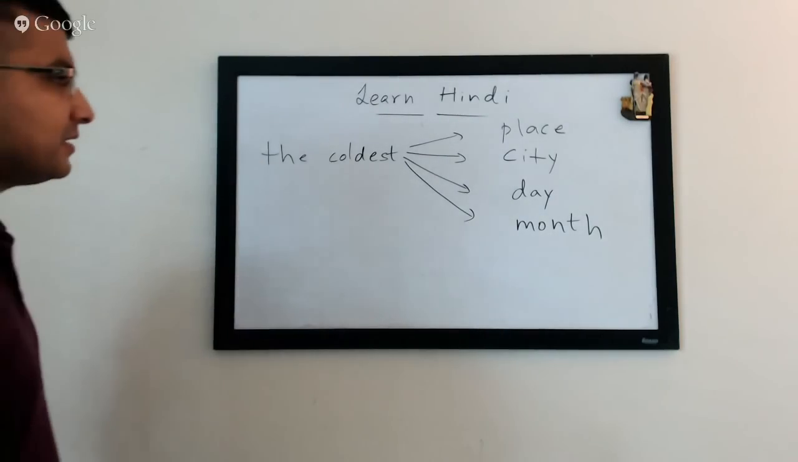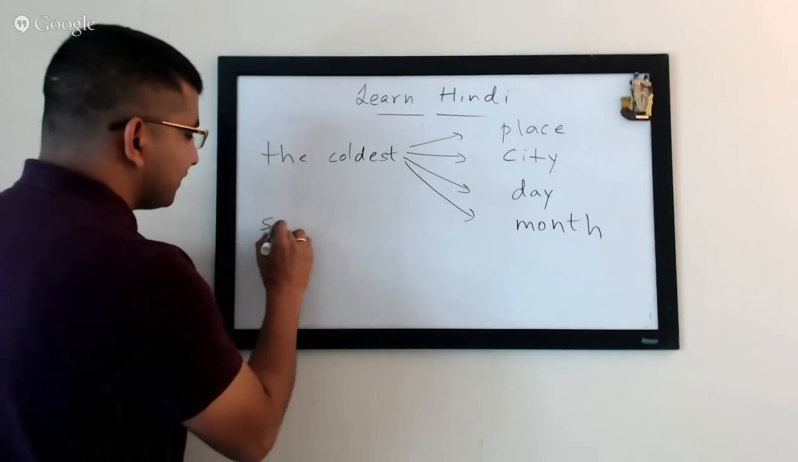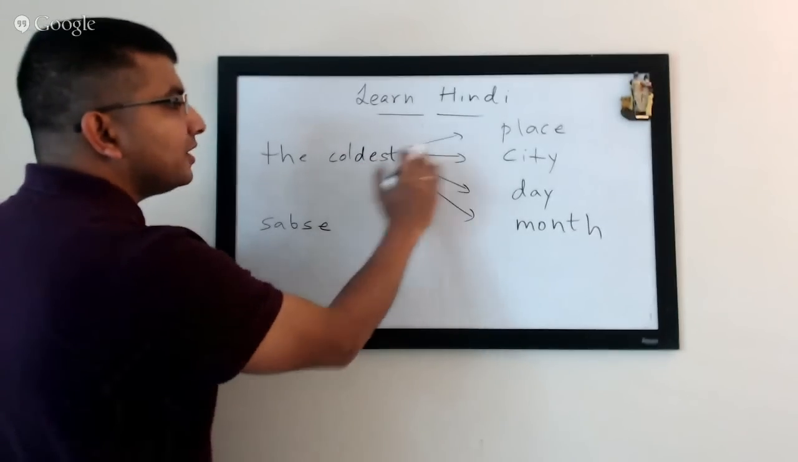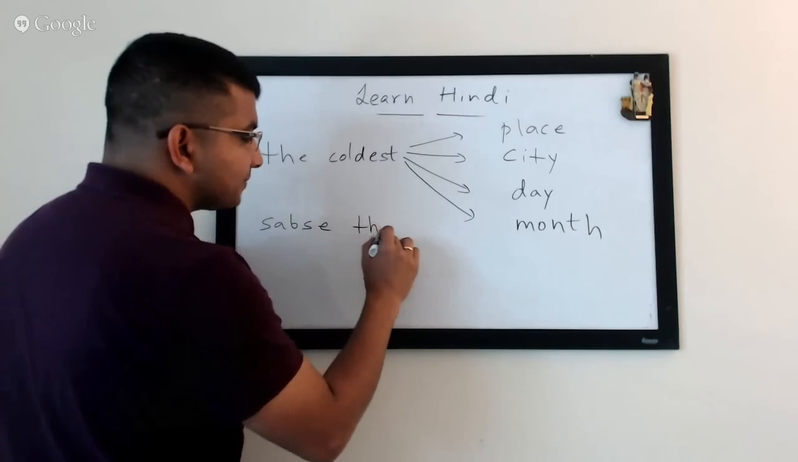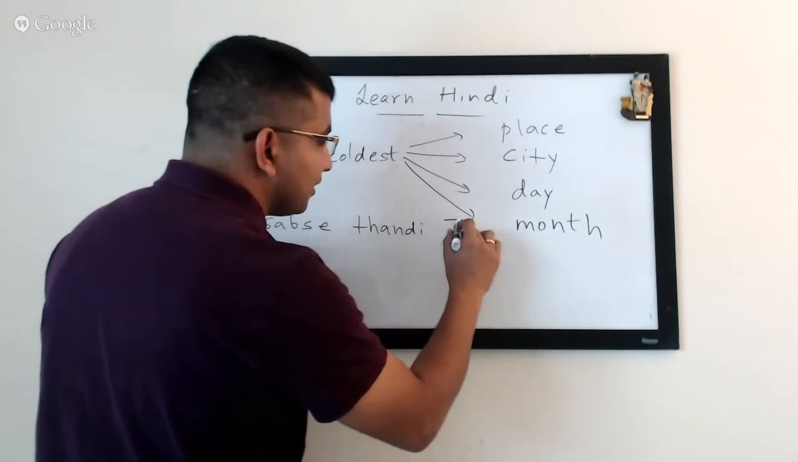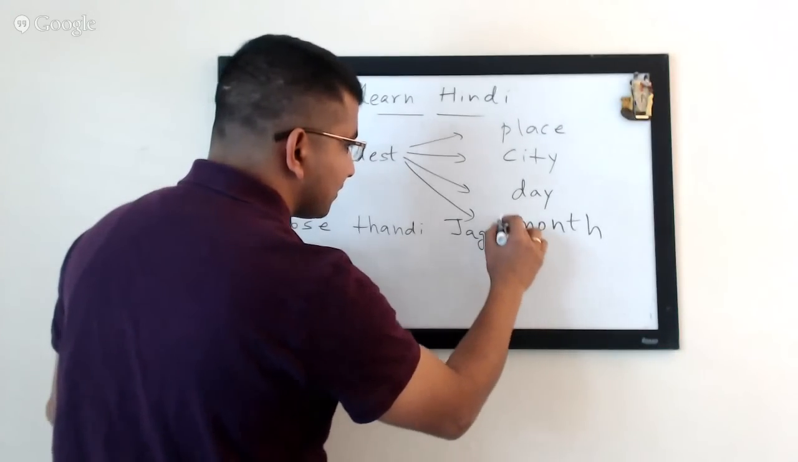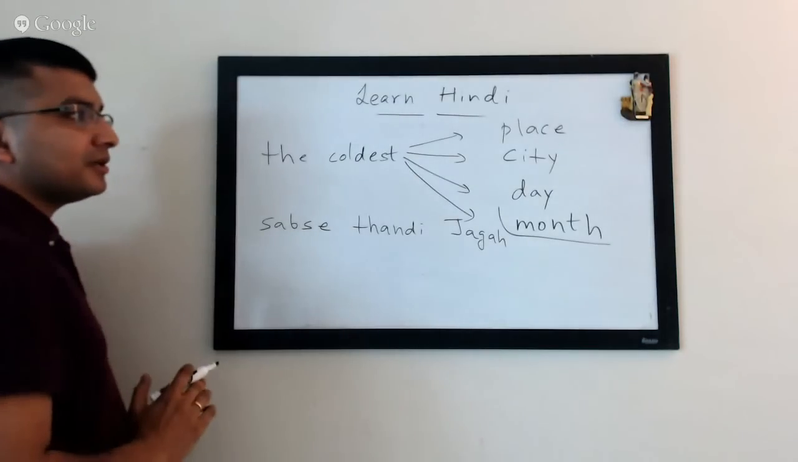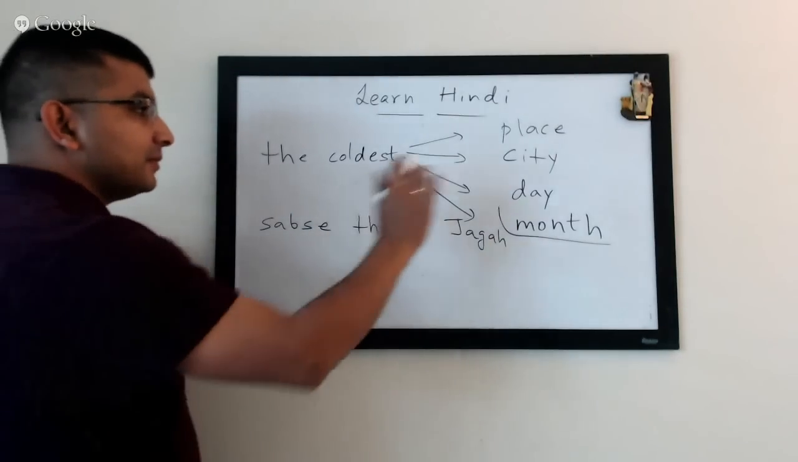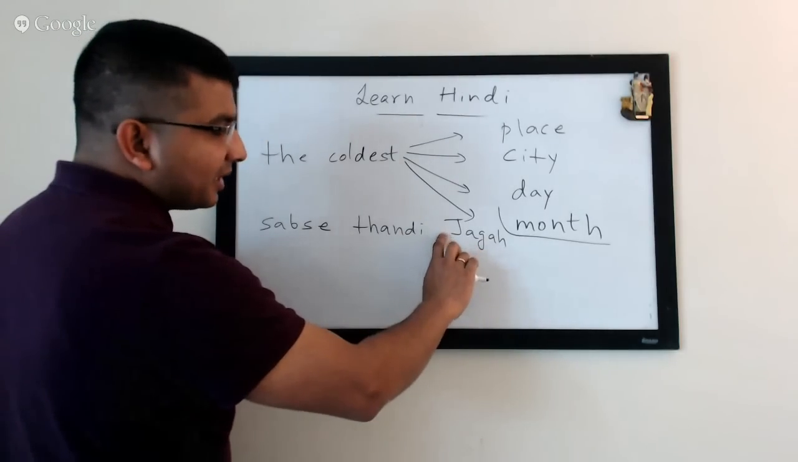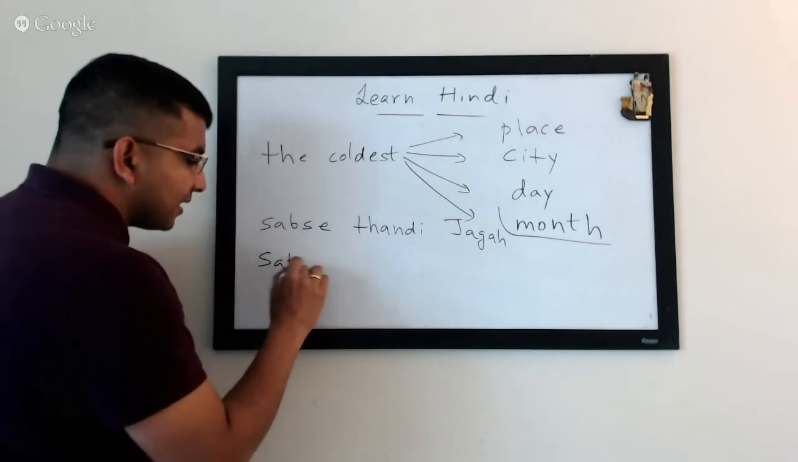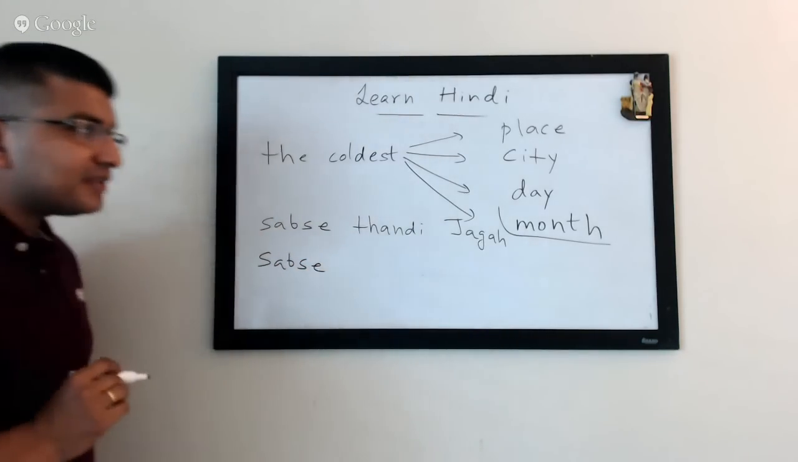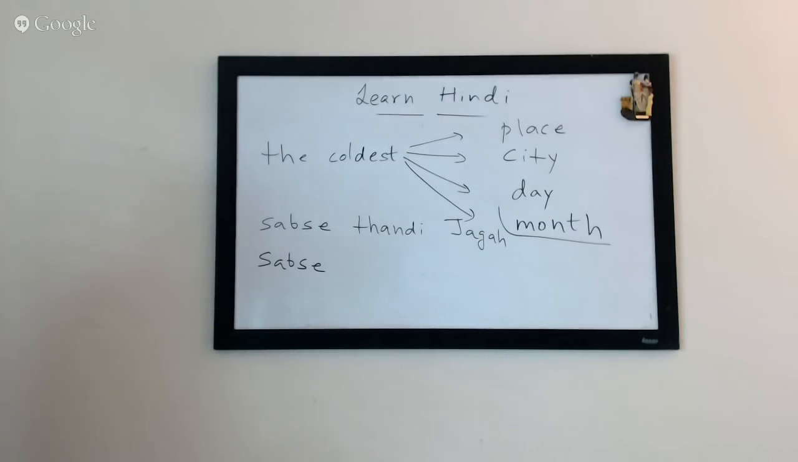So the way you do it is, as I said, सबसे coldest place, right? So place is feminine singular. So you'll say सबसे ठंडी जगह, सबसे ठंडी जगह, right? Next one, jagah is a generic one. It can be used for anything basically, any place. Now city. So सबसे, what do you think city is? Is it masculine singular or feminine singular?